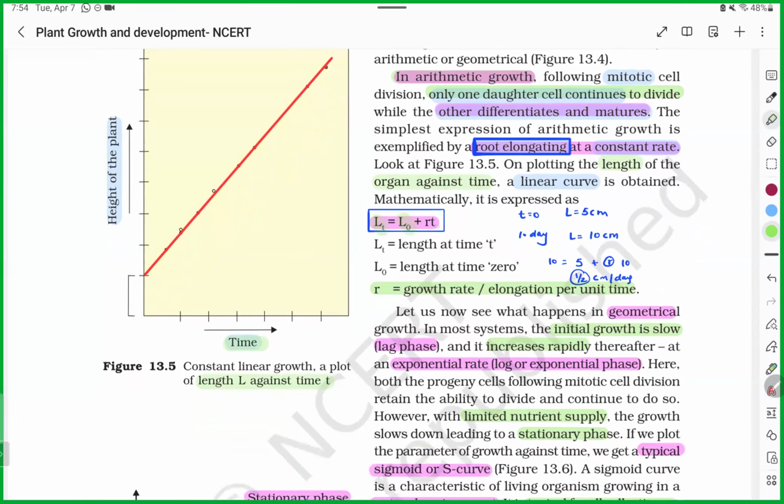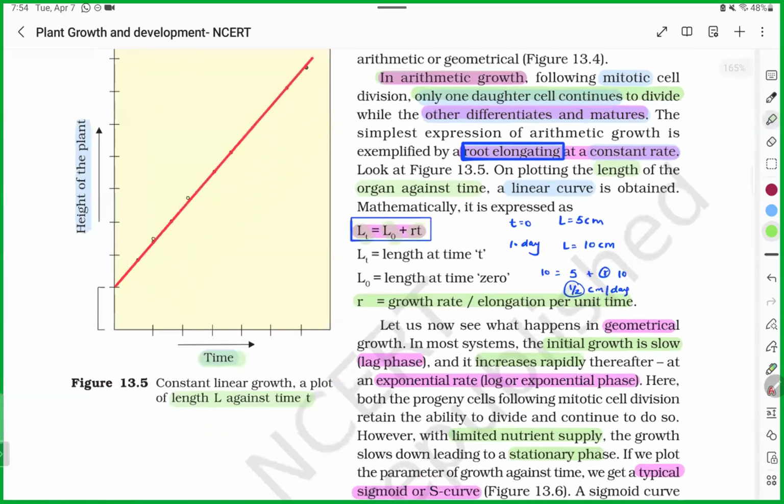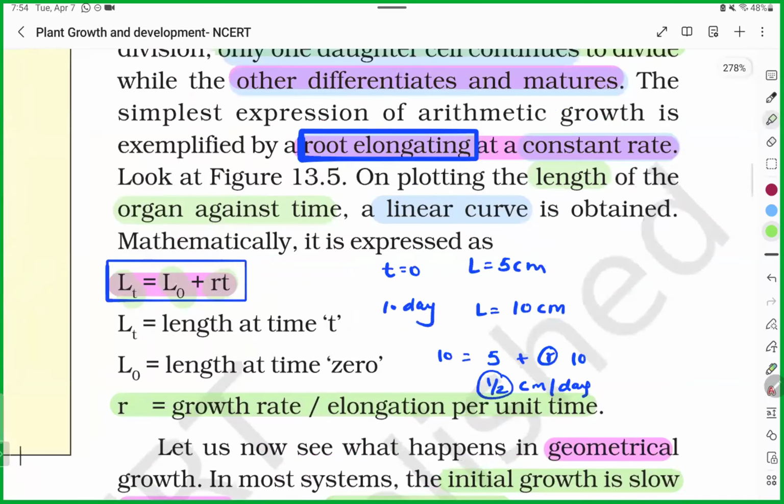Initial length and RT. Example, it is the same way कि मान लो हमारे पास T टाइम पे हमने देखा कि लेंथ एक स्ट्रक्चर की थी 5 सेंटीमीटर. There was 5 centimeter length at 0 time. After 10 days, what we see is the length is 10 centimeter. So LT is the final. This is LT. This is L naught, initial. Right? What is the time? 10 days.